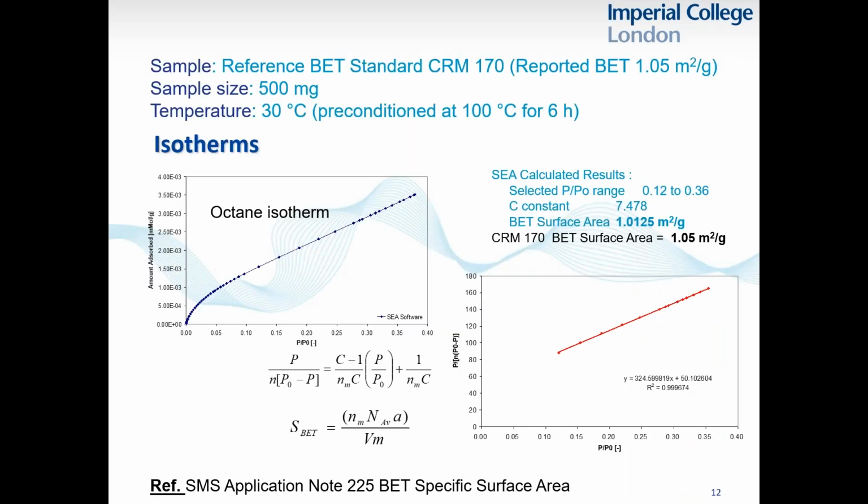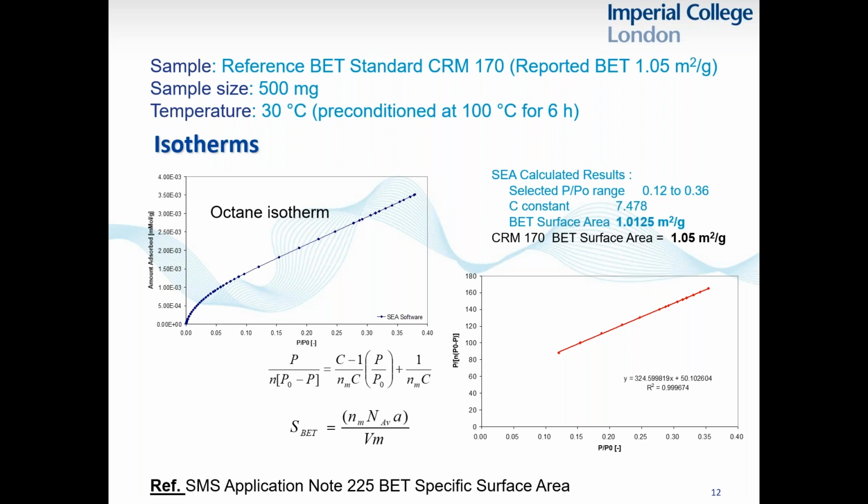So let's look at some data. This is some work done on a reference material, CRM 170. This is a material that you would use to quantify or validate a nitrogen BET analyzer. But of course, we can use the same material to validate our inverse gas chromatography determination of surface area.